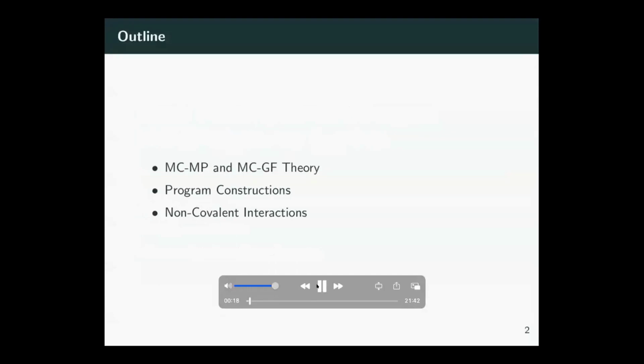My talk is divided into three sections. In the first section, I want to introduce the general MCMP and MCGF formalisms by quickly going over the derivation of MC MP2. This is to identify some of the key algorithmic steps and objects in the MCMP program.